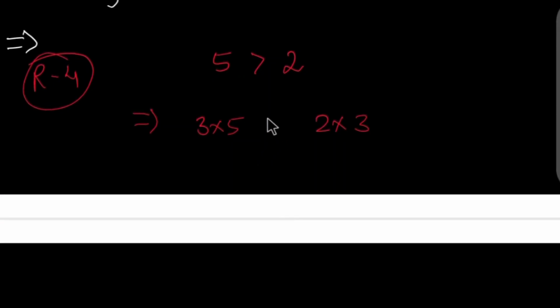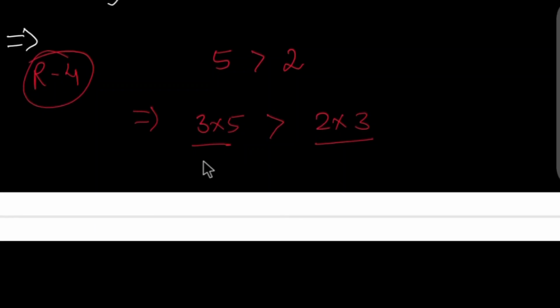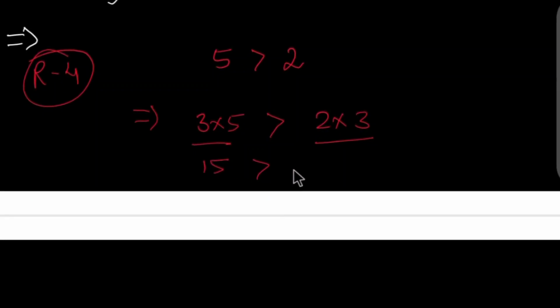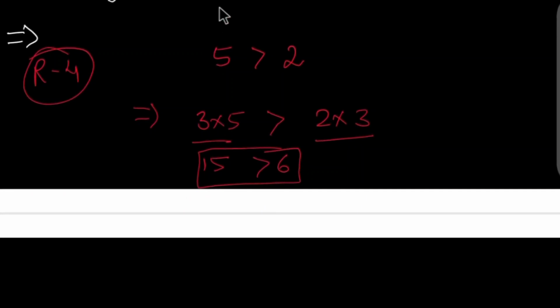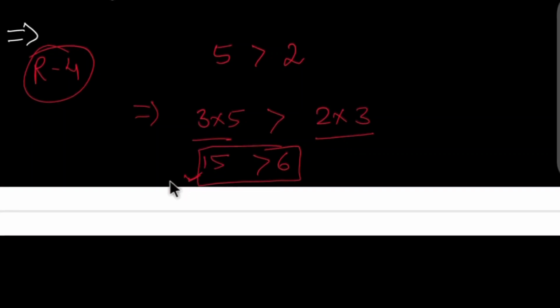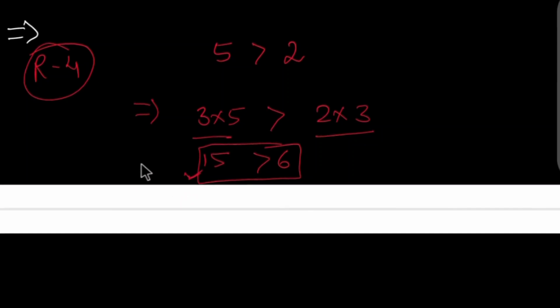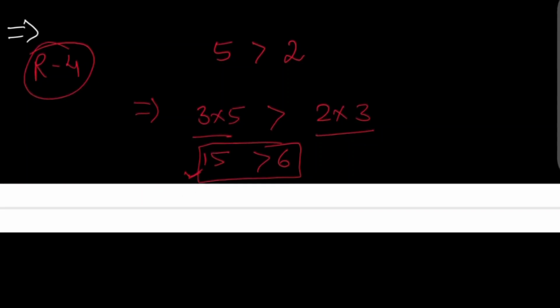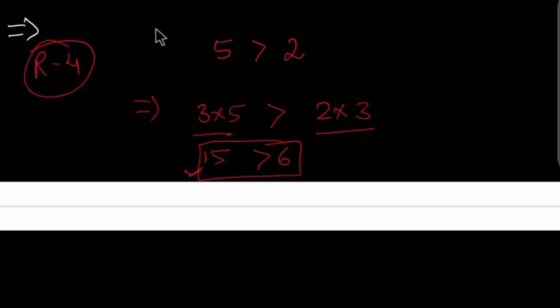So what you will understand is that this inequation remains the same. 15 is greater than 6. It means the same thing is there. If you multiply or divide by a positive number, the inequation sign does not change. So this is the thing that you need to remember and understand.